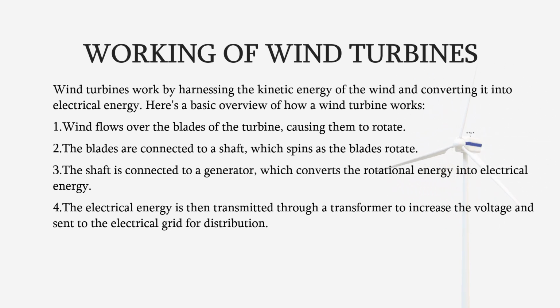Wind turbines also have a number of other components, including a gearbox, a tower, brakes, and a control system. The tower supports the turbine and raises it high above the ground to capture the strongest winds. The gearbox converts the slow rotation of the turbine blades into a faster rotation that is necessary to turn the generator. The brakes are used to stop the turbine in high winds or for maintenance. The control system monitors the wind speed and direction and adjusts the orientation of the blades to optimize energy production. Overall, wind turbines are a highly efficient and effective way to generate clean, renewable energy from the power of the wind.